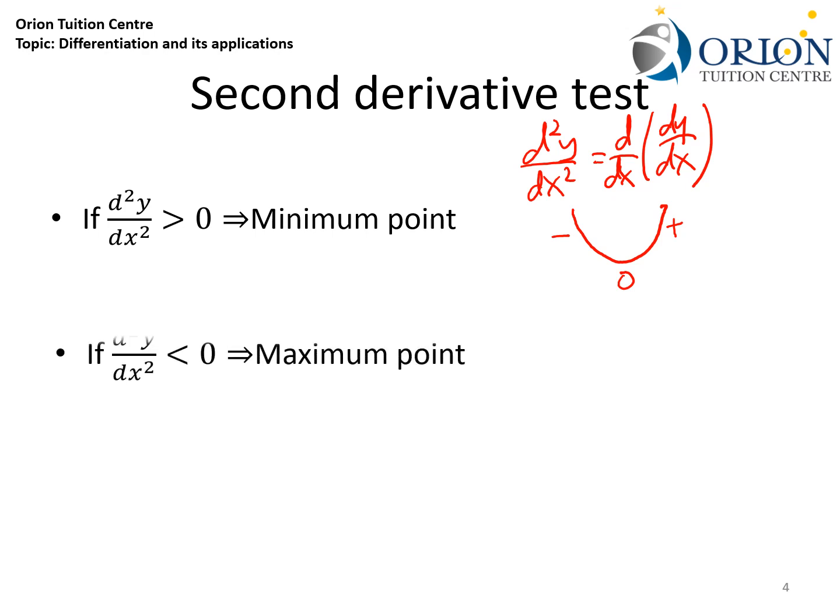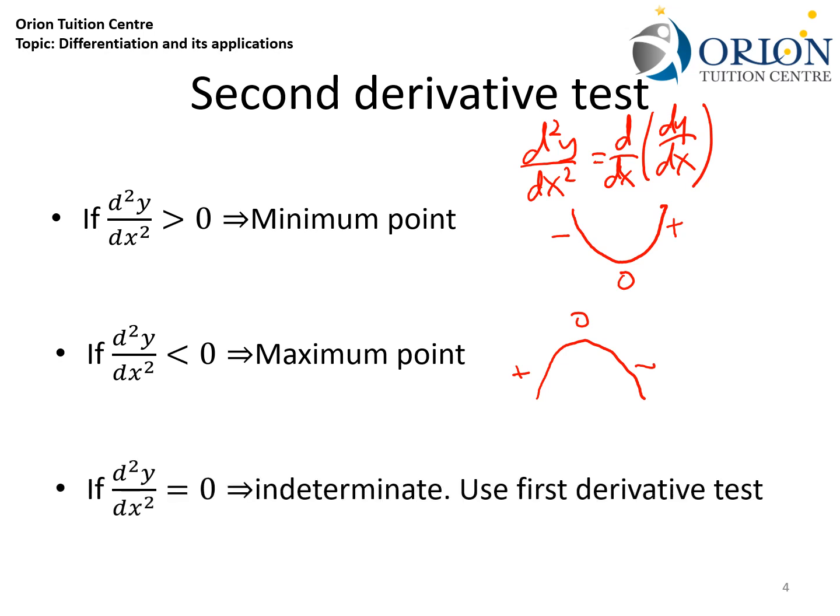Next, if d2y dx squared is less than 0, it will mean that it is a maximum point, because for a maximum point the gradient goes from positive to 0 to negative. That means the gradient of the gradient is negative. And finally, do note that if the second derivative is 0, it does not mean that the stationary point is a point of inflection. It is indeterminate, and we have to proceed to make use of the first derivative test to determine the nature.